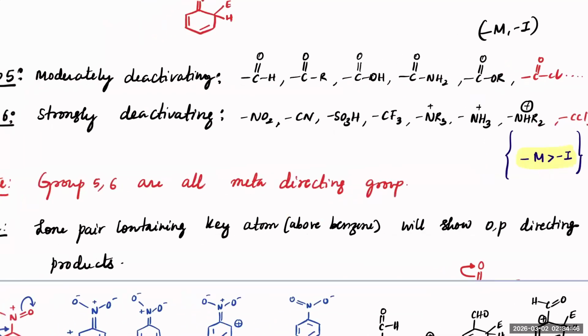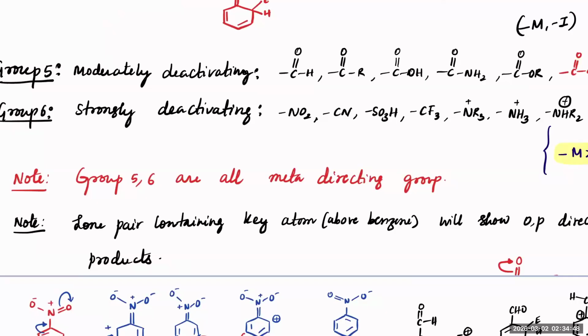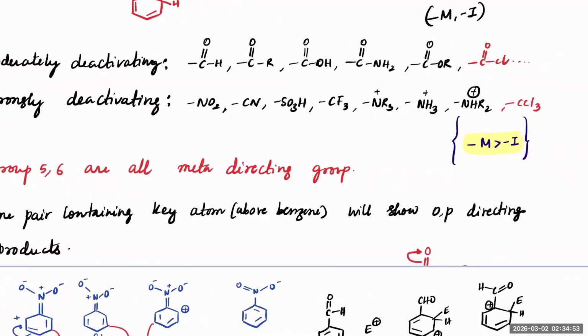And the last one being strongly deactivating. Strongly deactivating groups include NO2, cyanide, SO3H, CF3, and anything which has plus charge on it, like NR3 plus, NH3 plus, NHR2, CCl3.